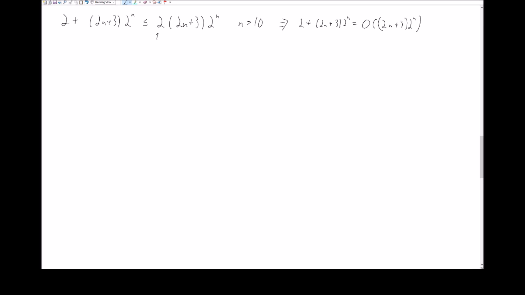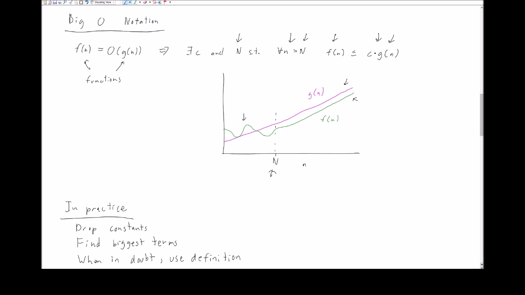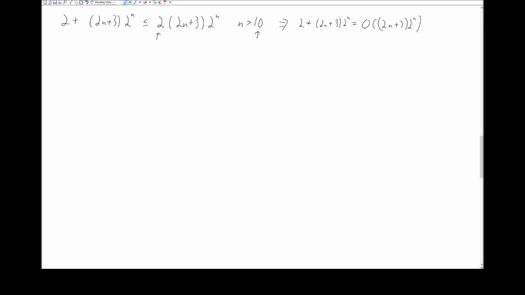Here we have this constant, and our constant in this case is 2. Our capital N is going to be equal to 10. So when we look at our definition, we have to identify our constant c and our capital N here. Our constant c is 2, and our capital N is 10. But we can go even further. This new function that we wrote, (2n plus 3) times 2 to the n, is going to be less than or equal to 2 times 2 to the n whenever n is greater than 100.